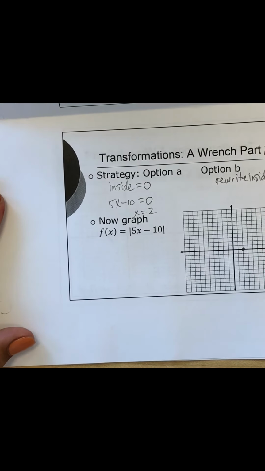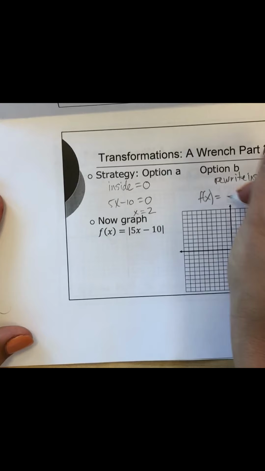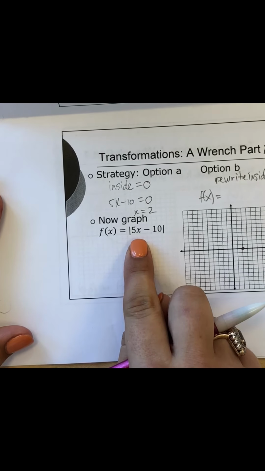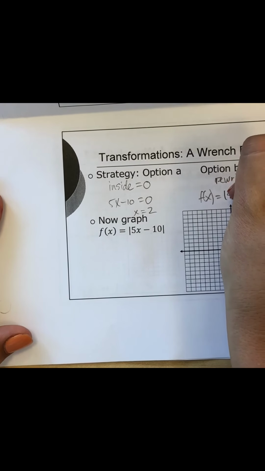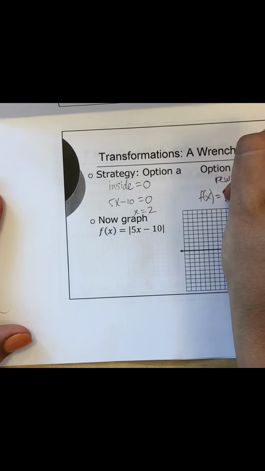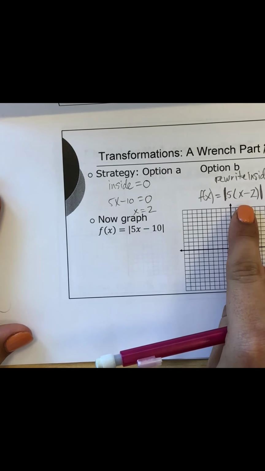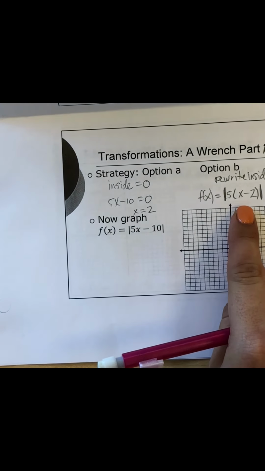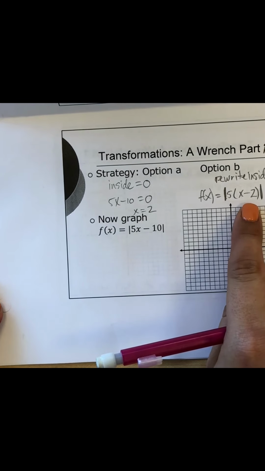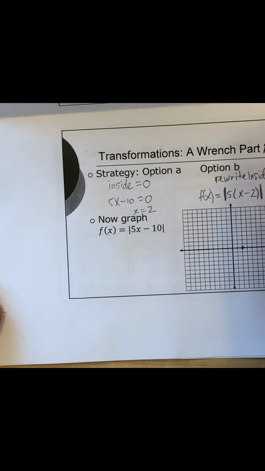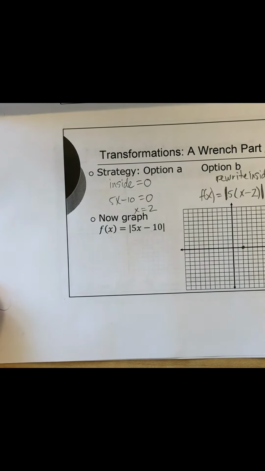Rewrite inside by factoring. So you probably notice that this 5, you can factor it out. 5 parentheses, x minus 2. So if it's in factored form, you can easily see from transformations that it's right 2. So this, see how it's right 2? Okay. So I'm going to go over a fifth.